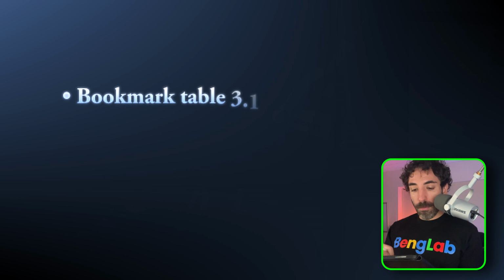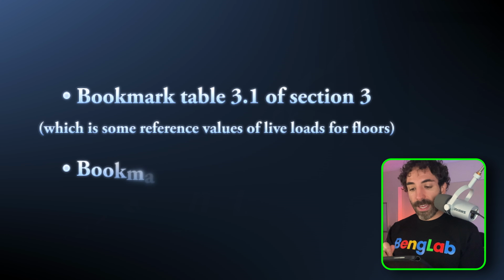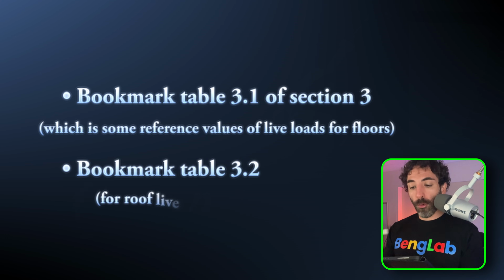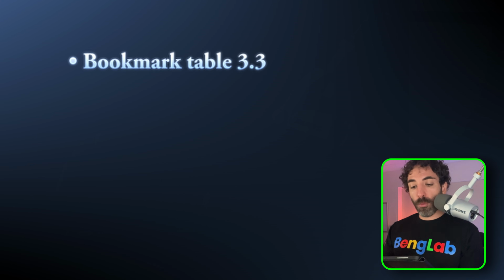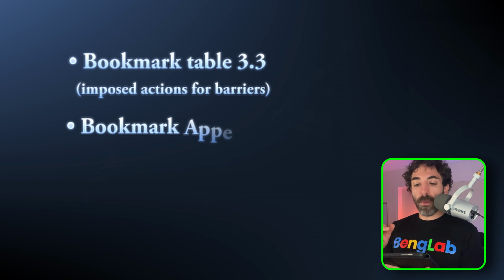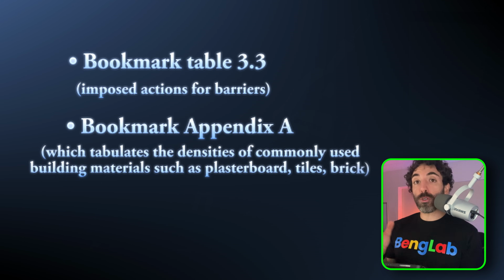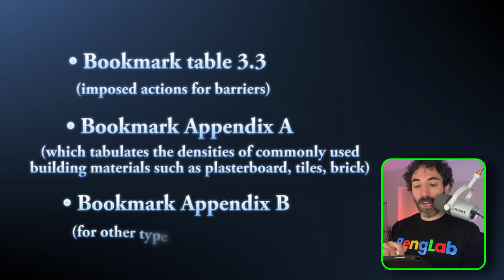So we're going to bookmark table 3.1 of section 3, which is some reference values of live loads for floors, and table 3.2 for roof live loads. Then we're going to bookmark table 3.3, imposed actions for barriers. You might have to design balustrading, screening, or bollard barriers for cars. We're going to bookmark appendix A, which tabulates the densities of commonly used building materials like plasterboard, tiles, brick, and then appendix B for other types of live loads.